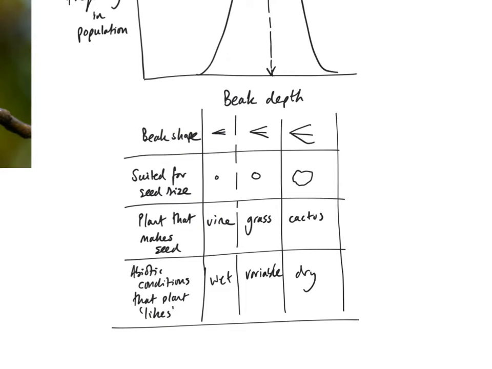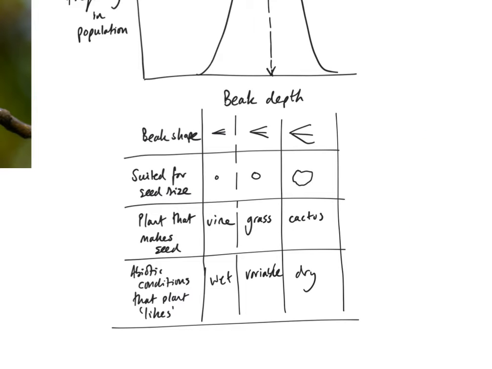Whereas the bigger seeds come from grasses, and the large seeds come from the cactus, or cacti if I'm going plural. Vines, grasses, cacti. Now vines like wet abiotic conditions. Grasses like it variable: a dry spell, a wet spell, a dry spell, a wet spell. And cacti, obviously, are well adapted for dry conditions. So if this imaginary island where this population of birds live had 15 years of just variable weather conditions, well, that's not going to suit the vines. It's not going to suit the cacti.